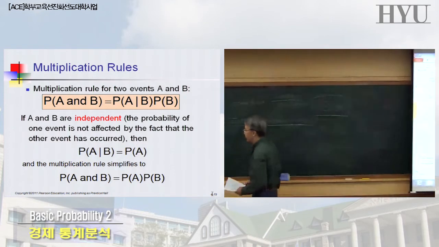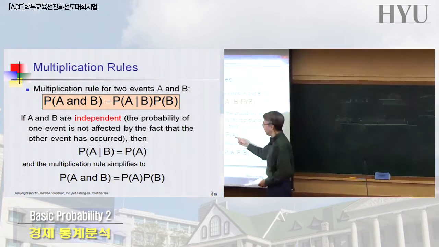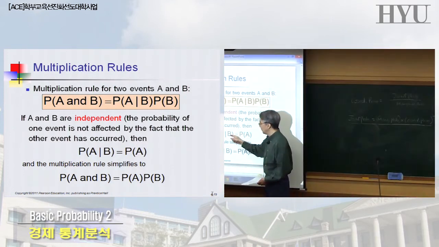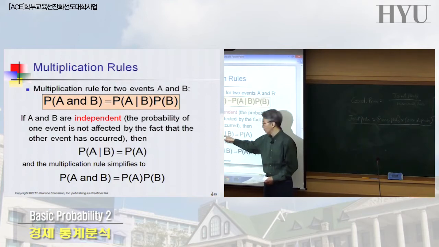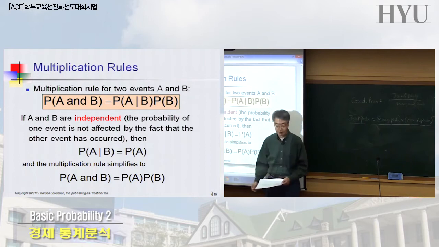If two events A and B are independent, then the conditional probability of A given B should be equal to the probability of A. In other words, the probability of B, the conditional event, does not make any difference in the probability of A. Okay?